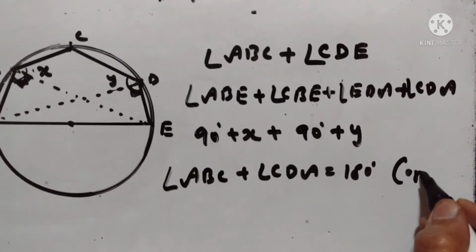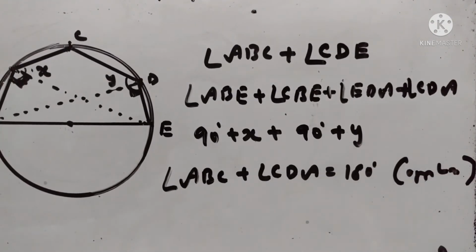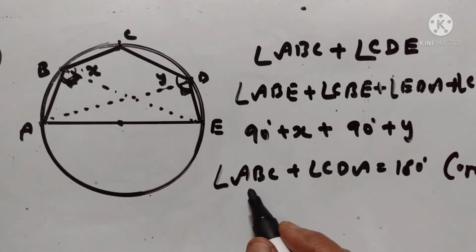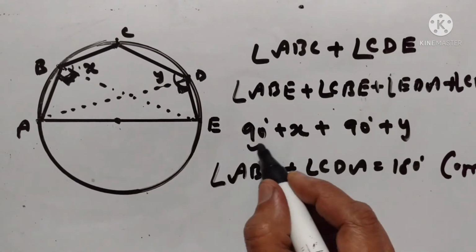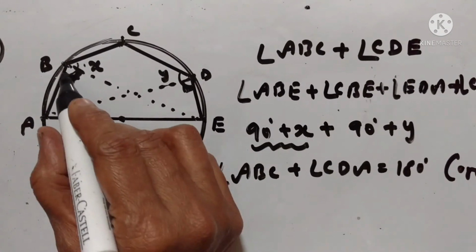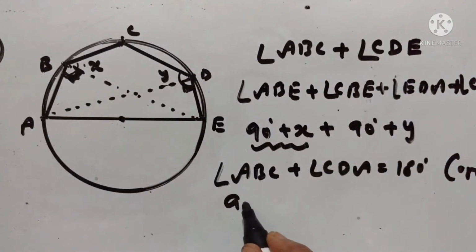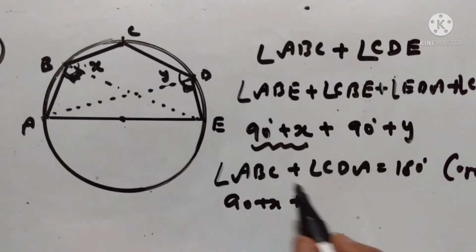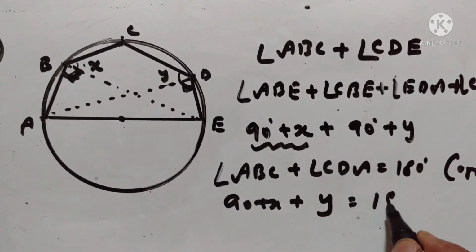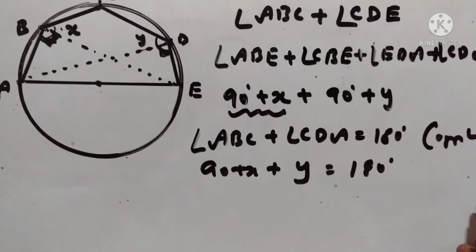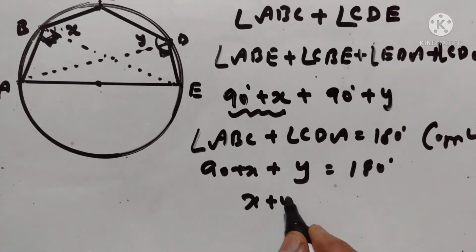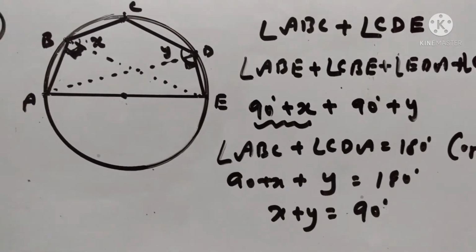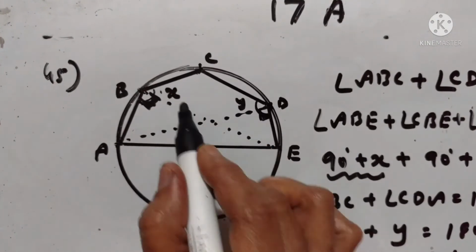Opposite angles of a cyclic quadrilateral. Angle ABC is equal to what? Angle ABC is equal to 90 plus X, plus angle CDA which is Y, is equal to 180. Therefore X plus Y is equal to 180 minus 90, that is 90 degrees. So X plus Y is equal to 90 degrees.